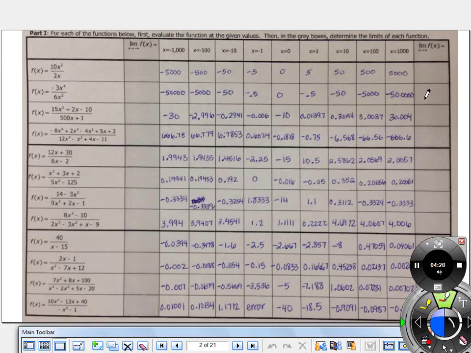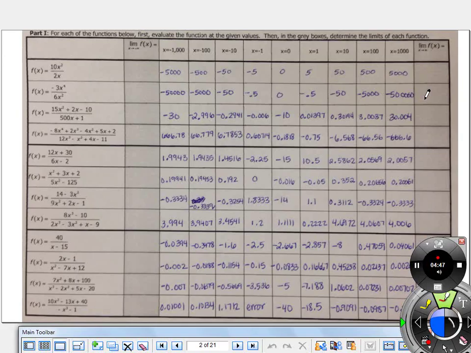Then notice there's some weird notation at the end. It says the limit as x goes to infinity of f of x. Basically what that means is what's going to happen when you plug in bigger and bigger x values? If you kept plugging in bigger numbers past 1,000, you then plugged in 10,000, a million, 100 million, whatever.